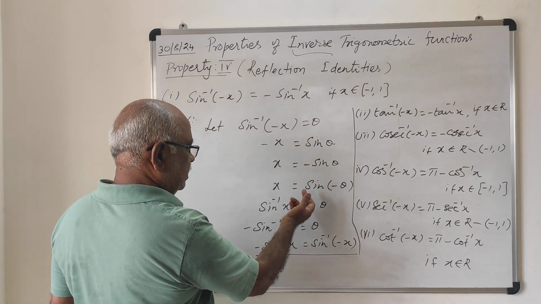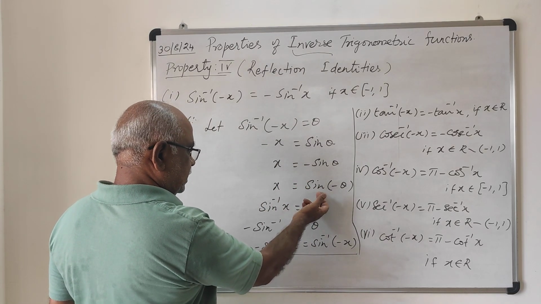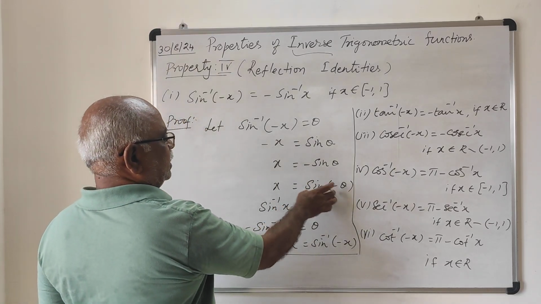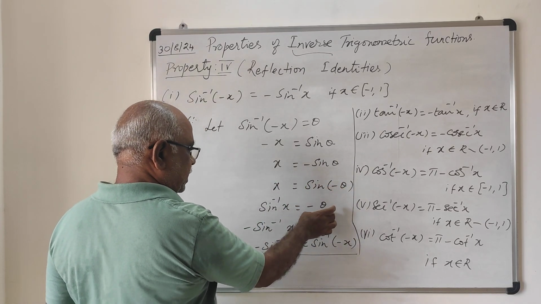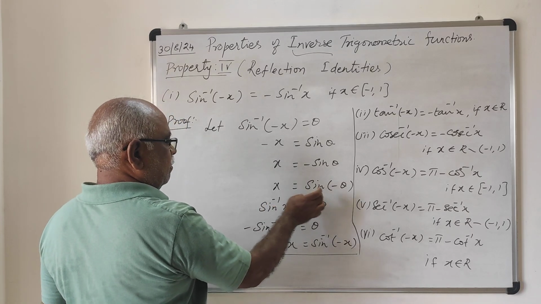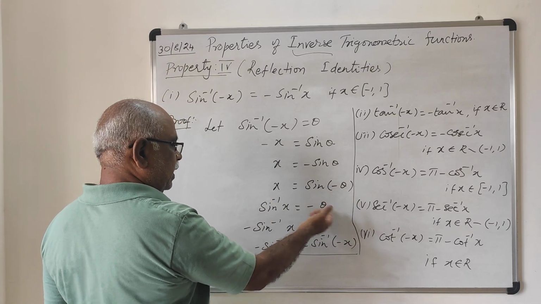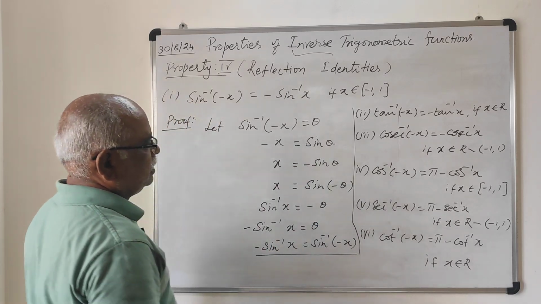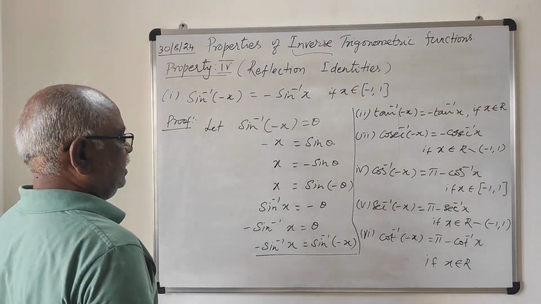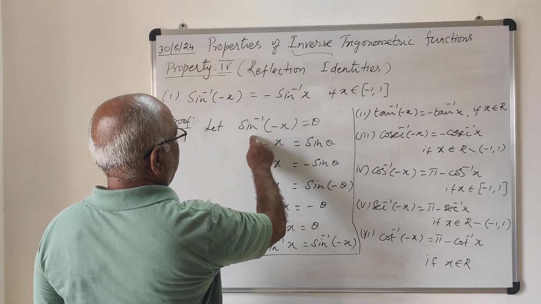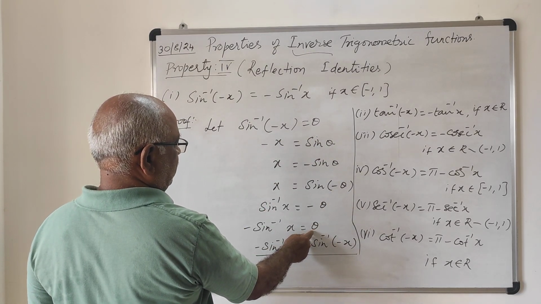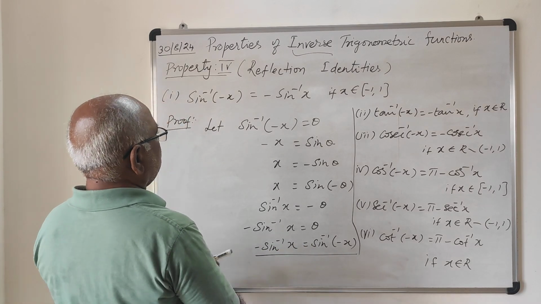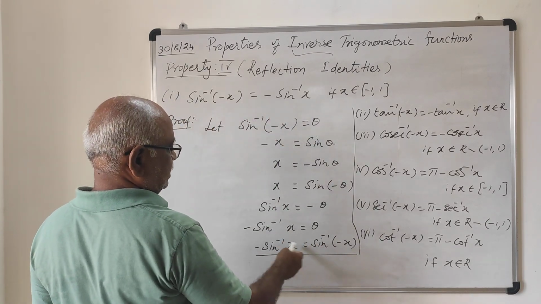Again, by operating sin inverse, you get sin inverse of x equals minus theta. So sin of minus theta is x. From this expression, I get minus theta equals sin inverse of x. Again multiplying both sides by minus, you get minus sin inverse of x equals theta. What is theta? Theta is sin inverse of minus x. So sin inverse of minus x equals minus sin inverse x is proved.